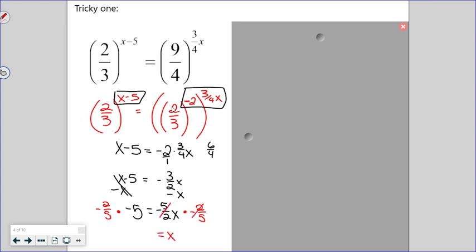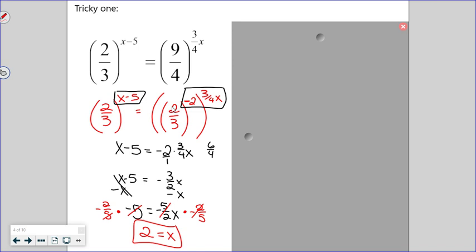Okay, well, 2/5 times 5? 2, right? Don't your 5's cancel? Negatives cancel. We get x equals 2, which my calculator can tell me also. Okay, any questions on that?